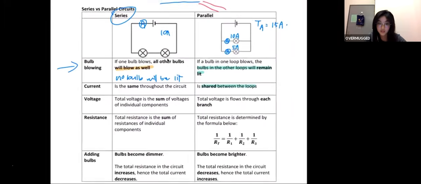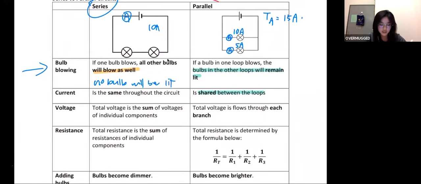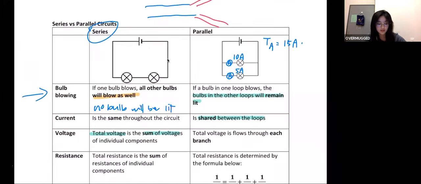Then for voltage, it is just the opposite. For voltage in a series circuit, total voltage is the sum of voltages, which means if I tell you this bulb here is 5 volts, this one here is 8 volts, the total voltage will be 13 volts. So that means your battery has a voltage of 13.